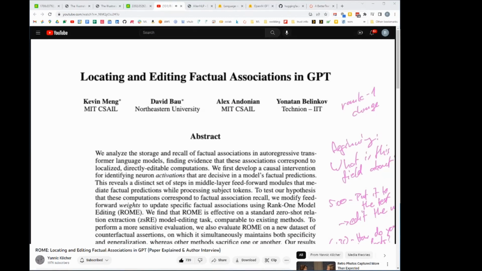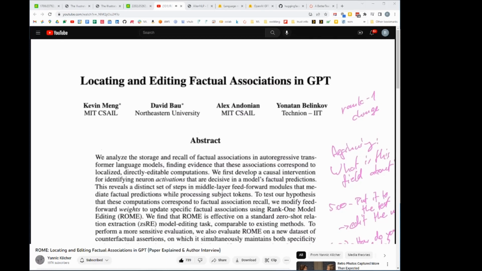By figuring out where these facts are, they can also then edit those facts, meaning they can change the model such that it all of a sudden believes that the Space Needle is in Paris. And they test in various ways that this change is, first of all, robust, it generalizes, but it doesn't distort the rest of the model too much. Moreover, this change is like a rank 1 update that they can pre-compute. So all of this is very, very interesting, and we're going into it in detail.